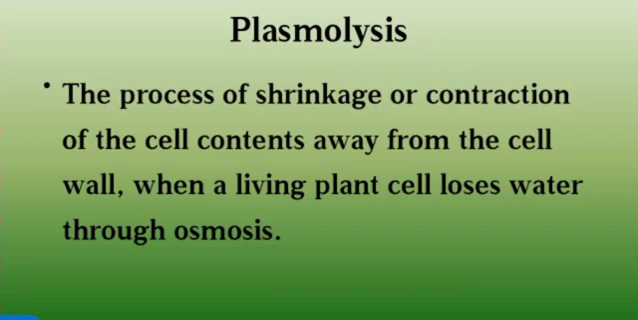That means when the extracellular fluids have a higher concentration of solutes than the intracellular fluid, then the solution is called a hypertonic solution. So when plant cells are immersed in the hypertonic solution, the cells show a process called plasmolysis. That means the contents of the cell shrink away, leaving the cell wall behind.